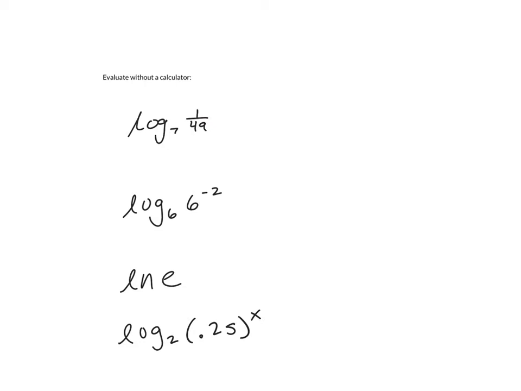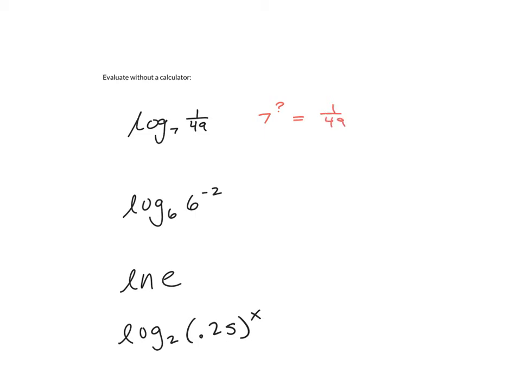And whenever I see a log, I always think to myself of the log as asking me a question. So this is saying, if we raise 7 to what power would we get 1 over 49? So you can even write that question out. 7 raised to what power would give me that 1 over 49?